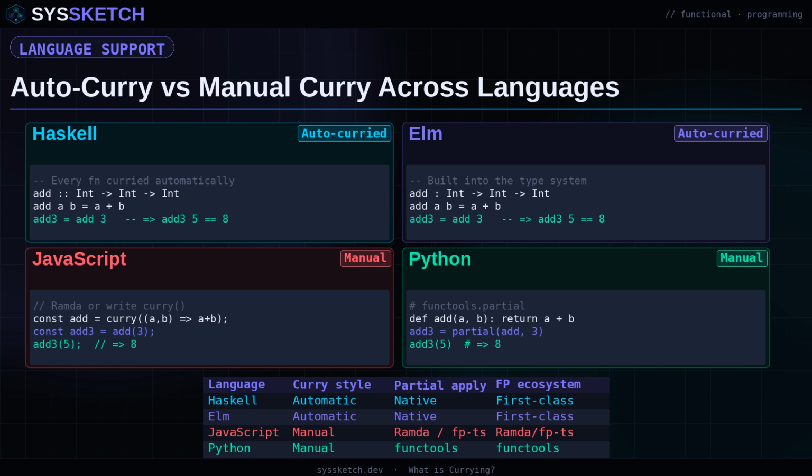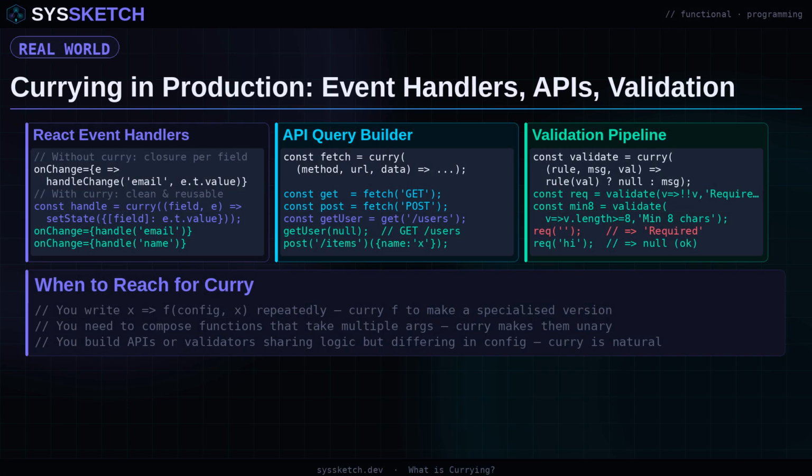Where does currying show up in real production code? React event handlers are a classic example. Without curry, you write an inline arrow function per field. onChange = e => handleChange('email', e.target.value), then another for name, another for every field. With a curried handler, you write handle('email') and handle('name'), and the function itself manages the rest. API query builders use partial application the same way. Curry the fetch function over method and URL, and get back specialized get and post functions with the method locked in. Validation pipelines curry rules over their configuration, producing named validators like required and minLength(8) that can be composed into schemas without repetition.